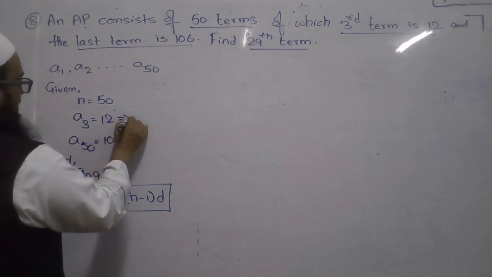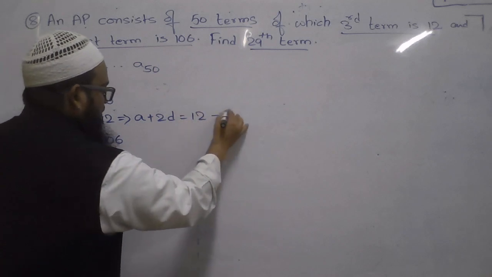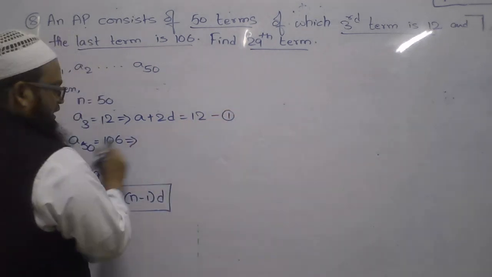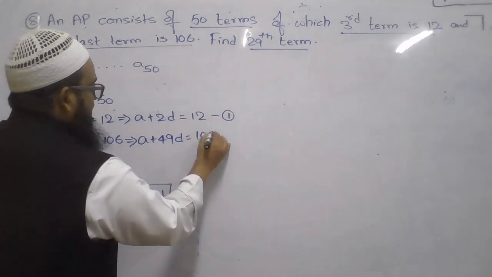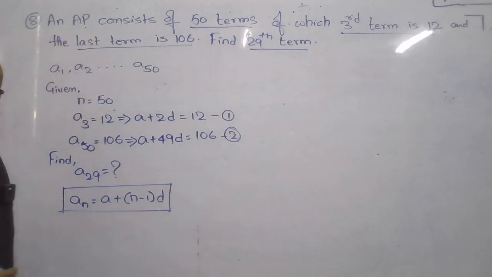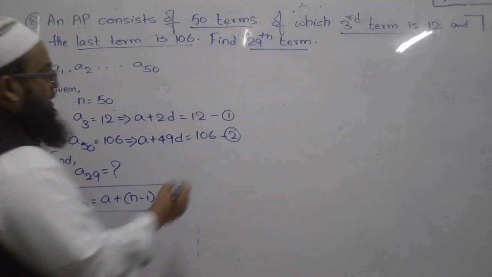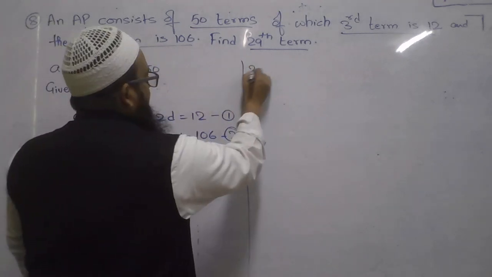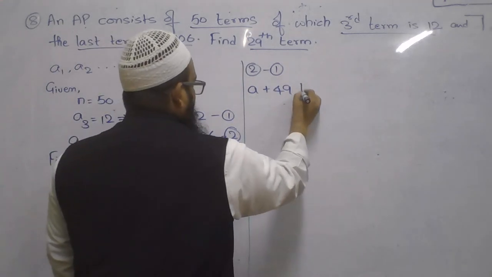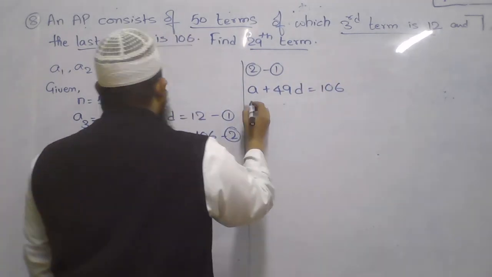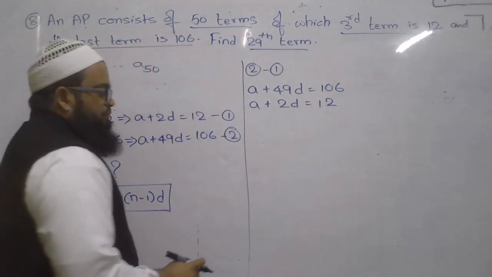So we have the third term and the 50th term. So let us write from here. What is the third term? A plus 2 times d is equal to 12. First equation. That implies what is the 50th term? A plus 49 times d equals 106. This is the second equation. So which equation is looking bigger? Second equation, right? So what do we do? Second equation minus first equation. So a plus 49 times d equals 106 and a plus 2 times d is equal to 12.